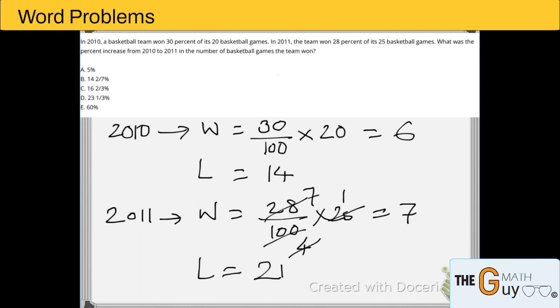What was the percent increase from 2010 to 2011 in the number of basketball games the team won? They're asking for the percentage increase from 6 to 7. As we discussed, 6 is old, 7 is the new value, so your change is 1. The percentage increase would be 1 over 6 times 100, which is roughly 16 and 2/3 percent. So C would be your answer. That's how you use both concepts we discussed and solve the problem very systematically.